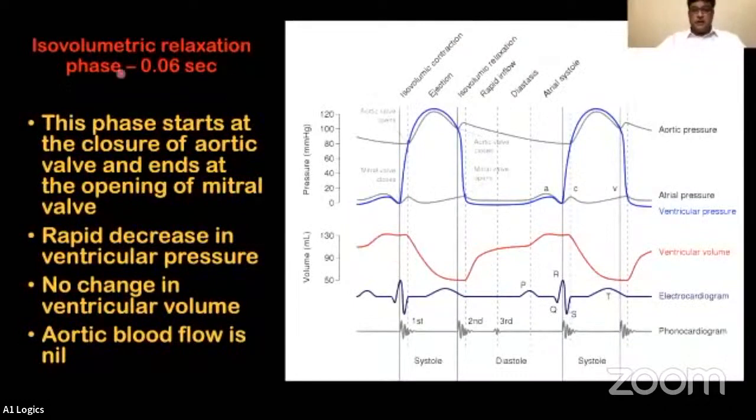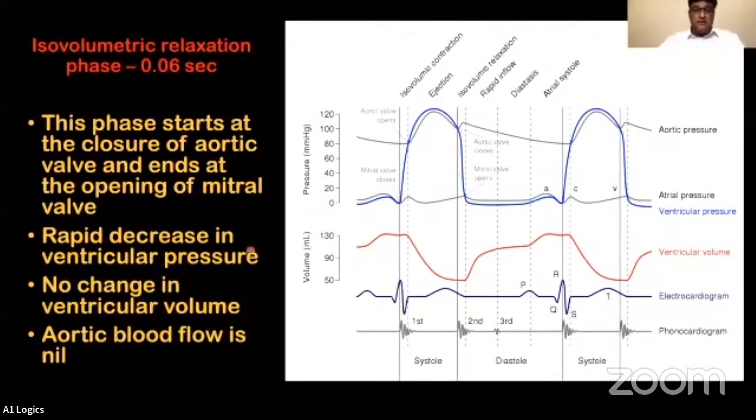So we will see what the isovolumetric relaxation phase is. This phase starts at the closure of the aortic valve. When we say closure of the aortic valve, it is not only the aortic valve but also the pulmonary valve. Whenever there is closure of the aortic valve, this phase starts. Which one? The isovolumetric relaxation.